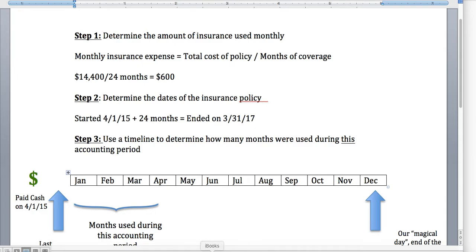Okay, so you'll need to determine the monthly insurance used, the dates of the insurance policy to know when it started and when it ended, and then of those start and end dates, how much of them occurred during our accounting period of 2017 from January 1st, 2017 to December 31st, 2017.